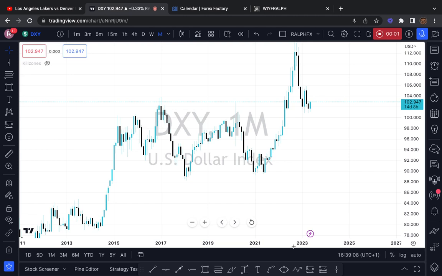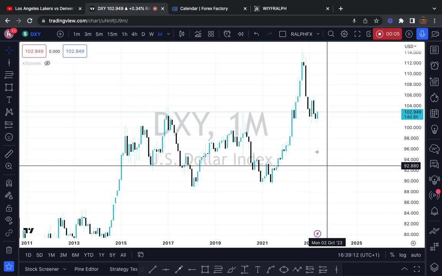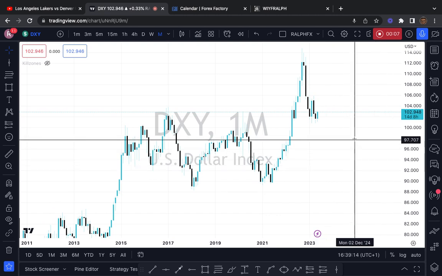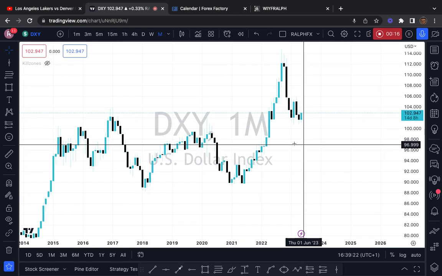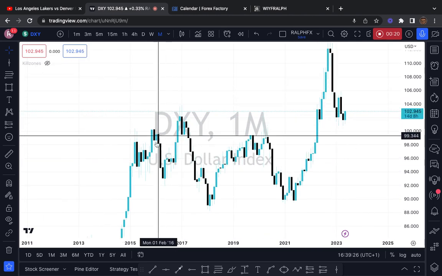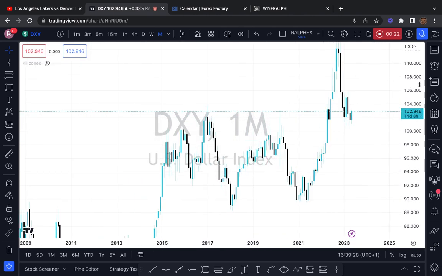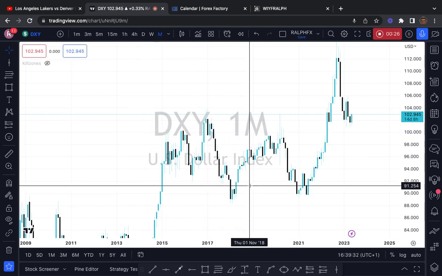Okay, guys. So this is me tape reading DXY. So this is the dollar index. Like I said, I need to look at not just gold. I know gold is my primary market, but it's important to develop the skill, and it's good to look at different charts as well, just to understand the market and get a better perspective, right?